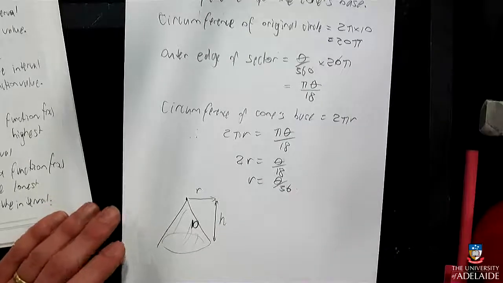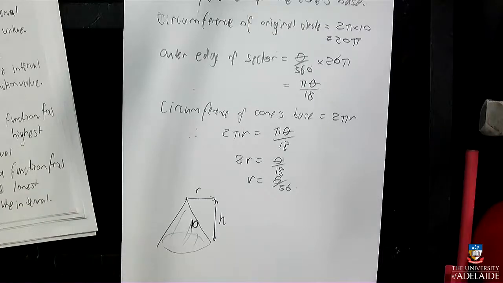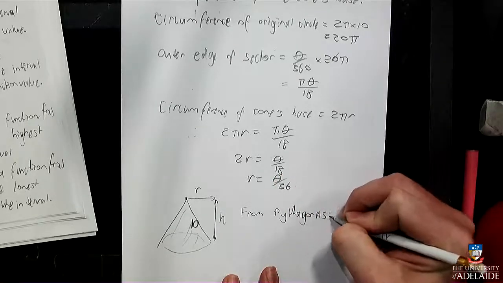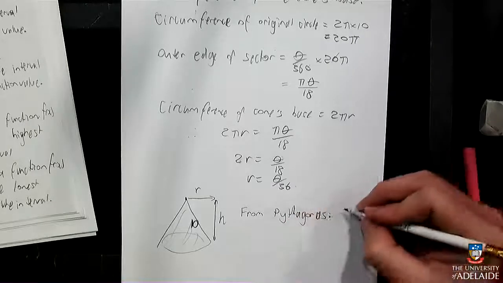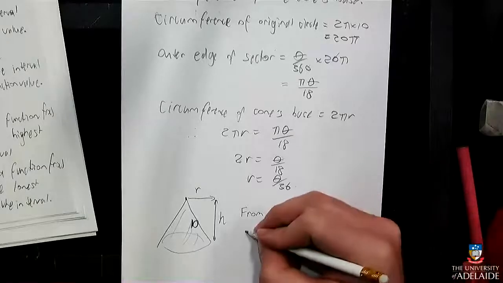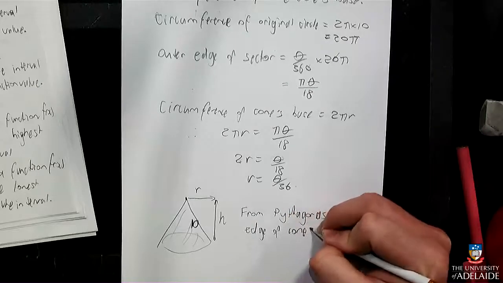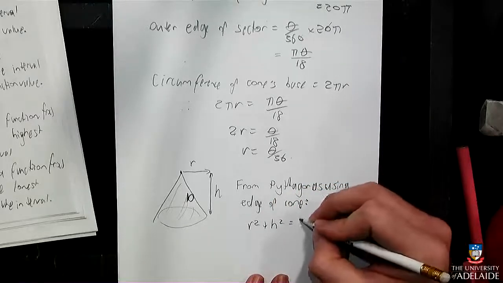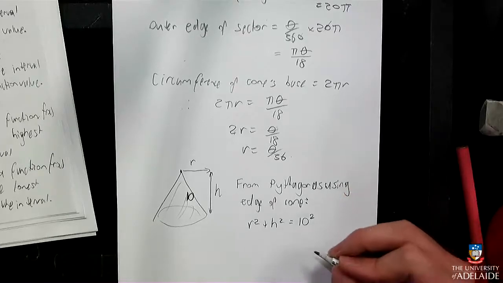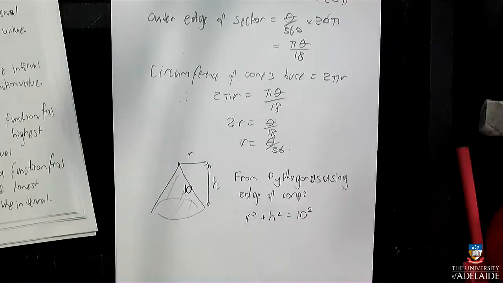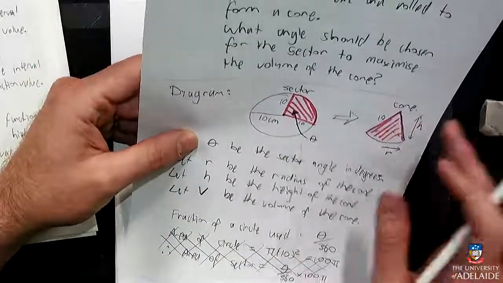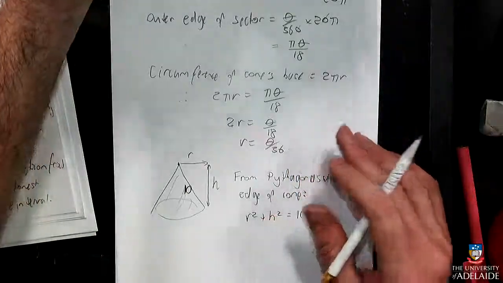So from Pythagoras' theorem, we can say that, I like saying from Pythagoras. It's like a gift from the past. From Pythagoras, using the edge of the cone, we get that r squared plus h squared should be 10 squared. So r squared. Now what are we trying to figure out? We want to figure out everything in terms of theta. Because the point was to figure out what the angle was that produced the correct volume. Yeah, that's the story. We began with this angle. So we should figure out what h is in terms of theta. We know what r is in terms of theta.